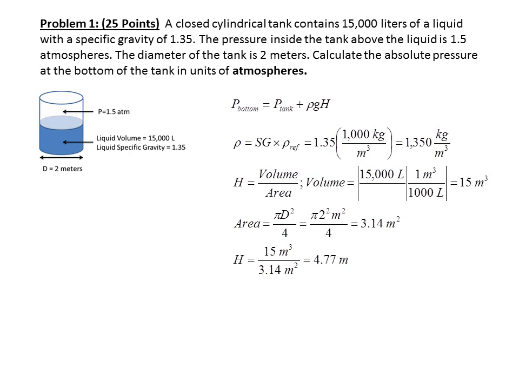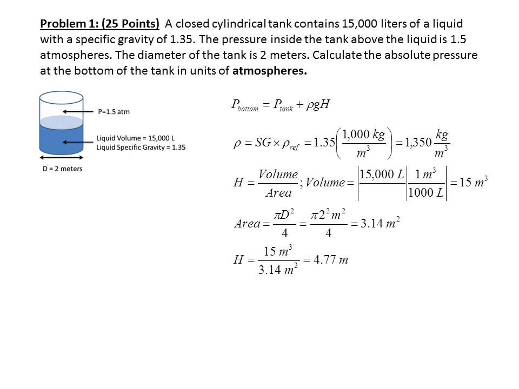The height of the fluid in the tank is just the volume of that fluid divided by the cross-sectional area. The volume is 15,000 liters, but to get it in units of dimensions of length, we have to use a conversion factor, knowing that a cubic meter is equal to 1,000 liters. Therefore, our volume is 15 cubic meters.